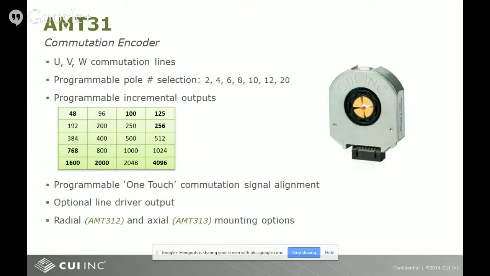So our AMT31, which is our commutation encoder, is designed for brushless DC motors to be able to provide the UVW commutation signals.